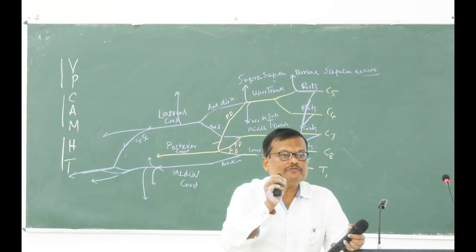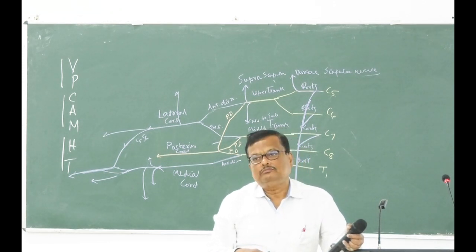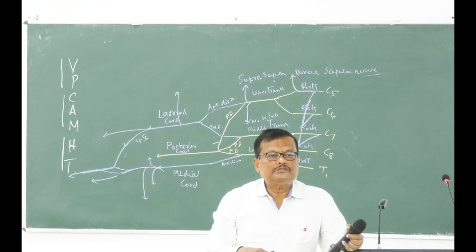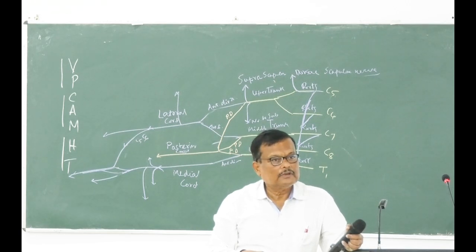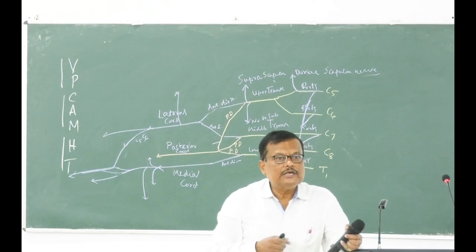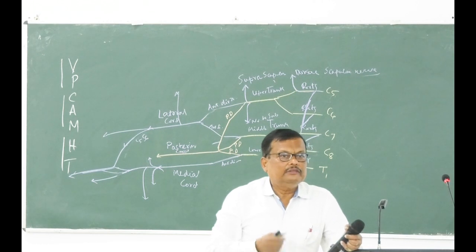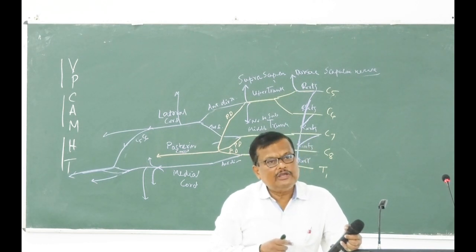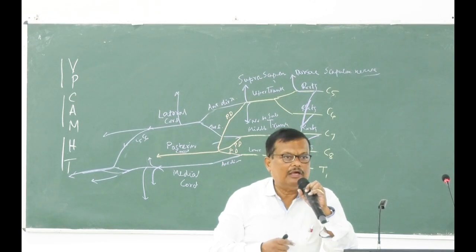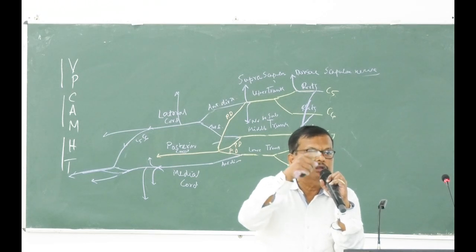T1's contribution is very low, but another root comes to form the brachial plexus, that is C4. So the root value of the brachial plexus is C4, C5, C6, C7, C8 and slight T1. This type of brachial plexus we call prefixed brachial plexus, where pre means above, where C4 has given a twig.